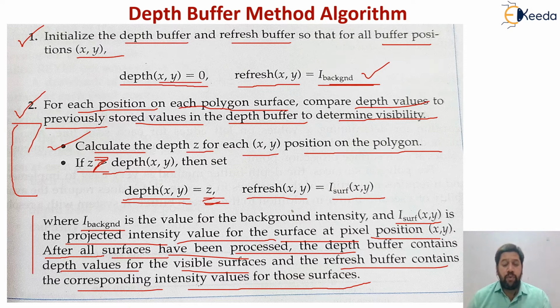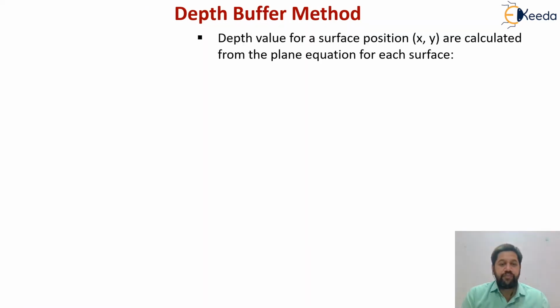Okay, now while processing these surfaces one by one, generally we process from the y value first, then we go to the x value. So let us understand this with the help of the next explanation or the next diagram. Here we are considering that the depth value for a surface position x comma y is calculated from the plane equation for each surface.